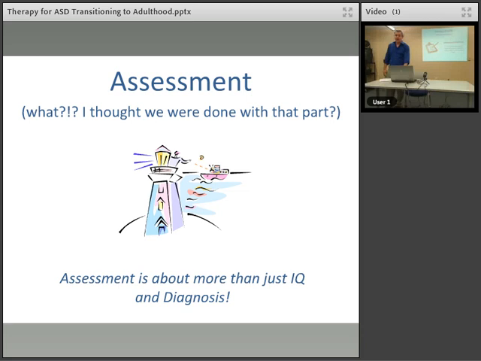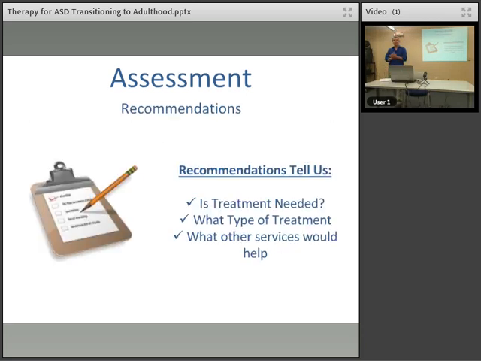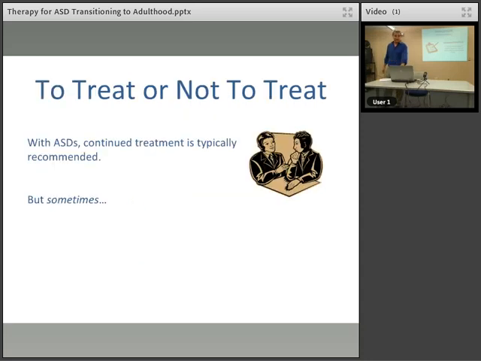The recommendations tell us a lot. I get questions a lot about this, especially at this age range when we're talking about moving from adolescence into adulthood. The one question I'll get is, do we really need to keep doing therapy for the rest of my life? I mean, does it exist forever? And a lot of times that's what assessment will tell us. And that's one of the things that it answers: is treatment even needed? And if it is needed, then what type of treatment do we need? And along with the treatment from a psychologist, what other services might be helpful given the presentation of strengths and weaknesses that we're seeing in the evaluation.